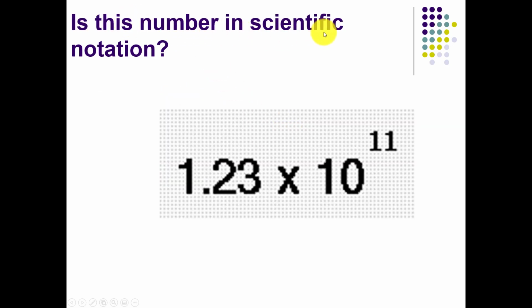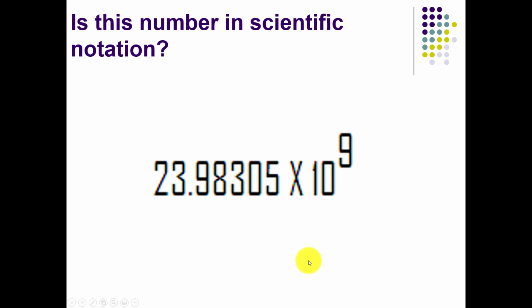So, is this number in scientific notation, 1.23 times 10 to the 11th? And the answer is yes, it is. This is a number between 1 and 10. This is times 10 to the power. Looks great.